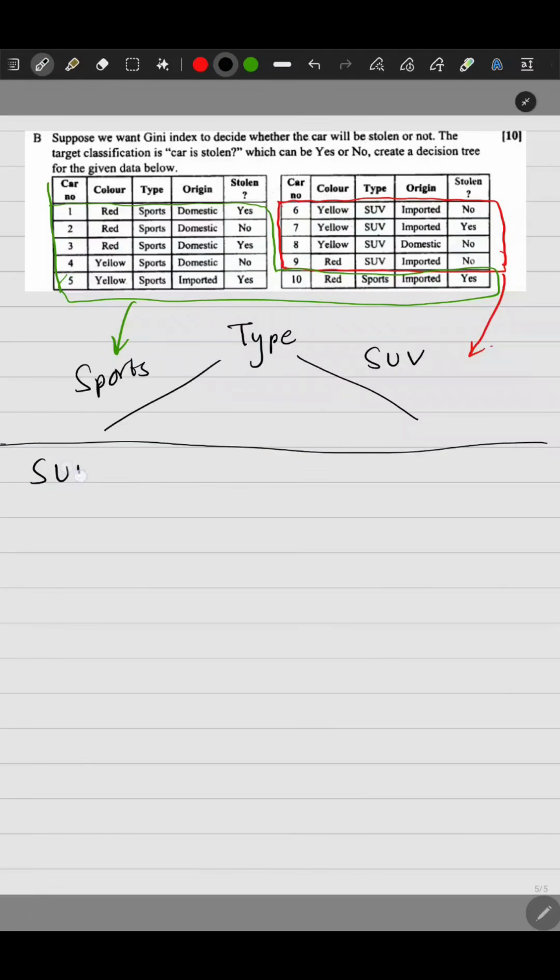Okay, so we are dealing with the SUV branch first. Let's say we can take any branch first. Let's say we take the SUV branch. In the SUV branch, let's say we choose the attribute color. So color equal to yellow. For color equal to yellow, we have the cars 6, 7 and 8, out of which yes is for 1 and no is for 2.